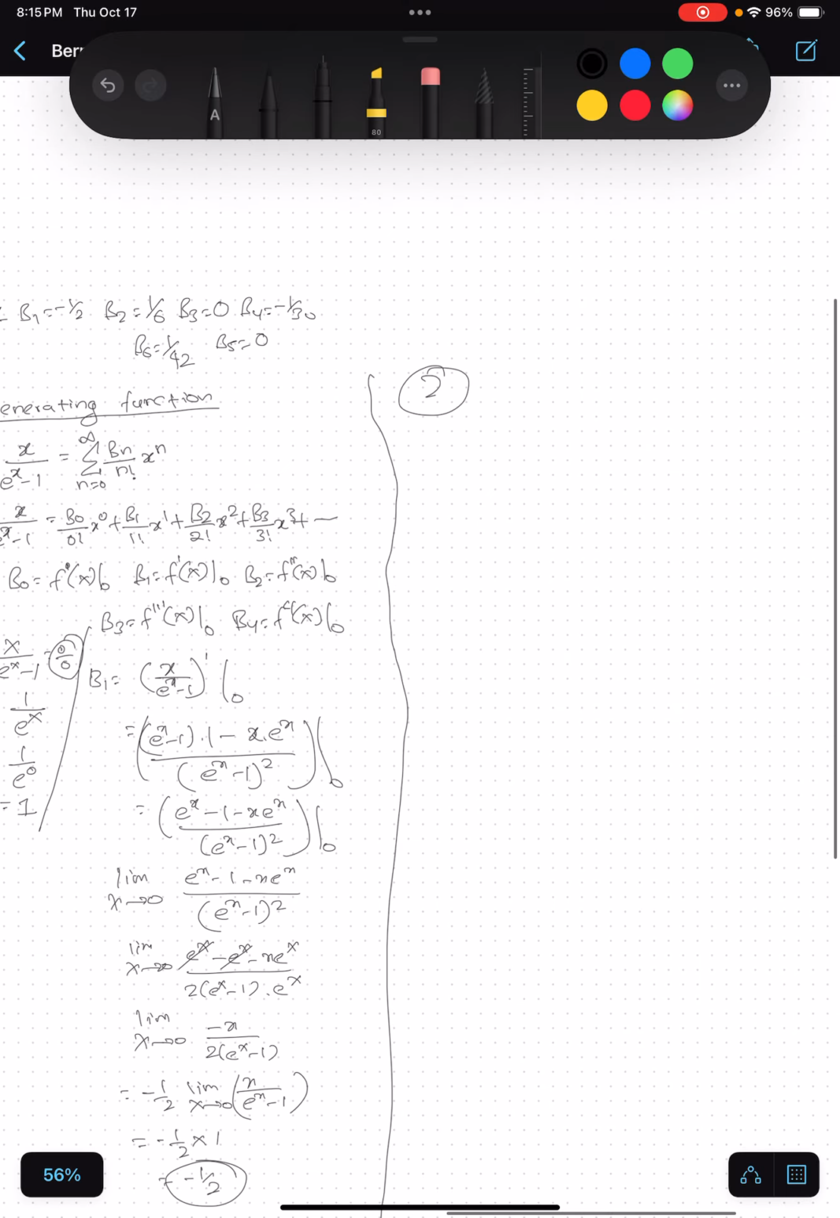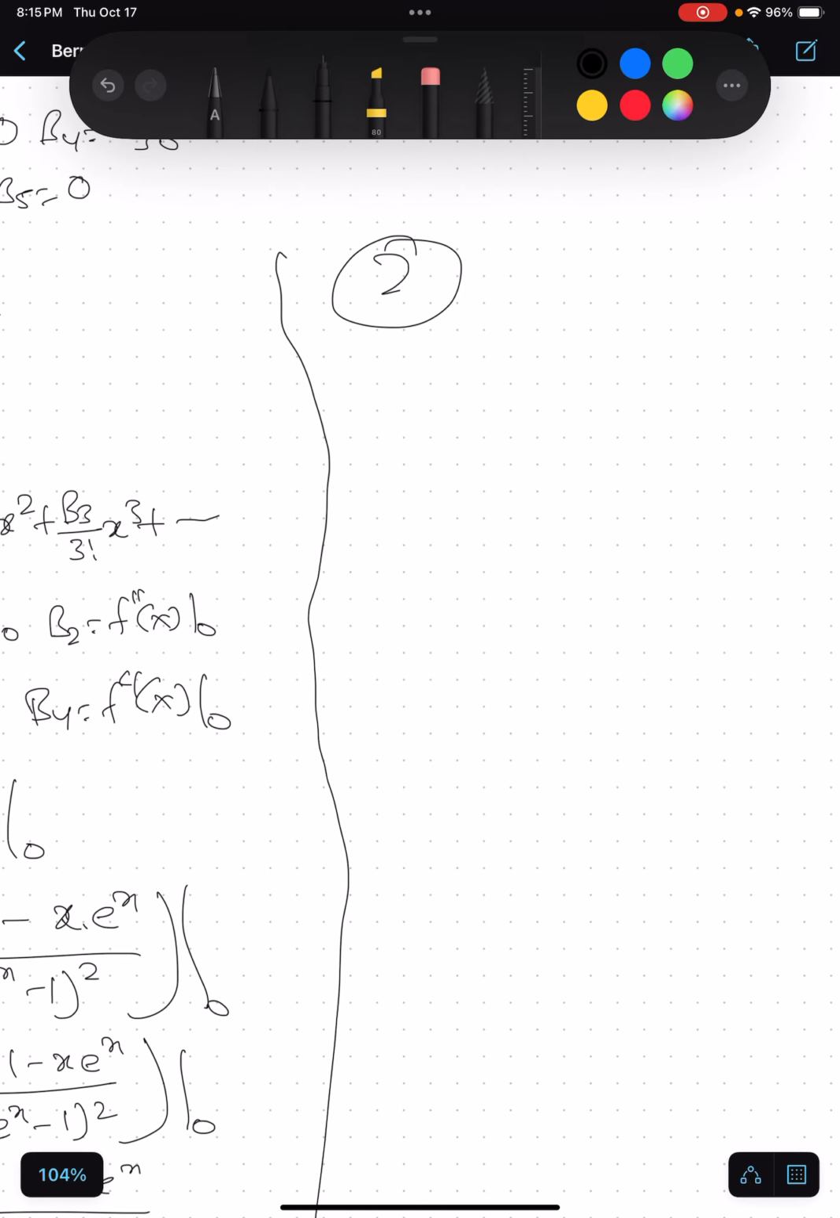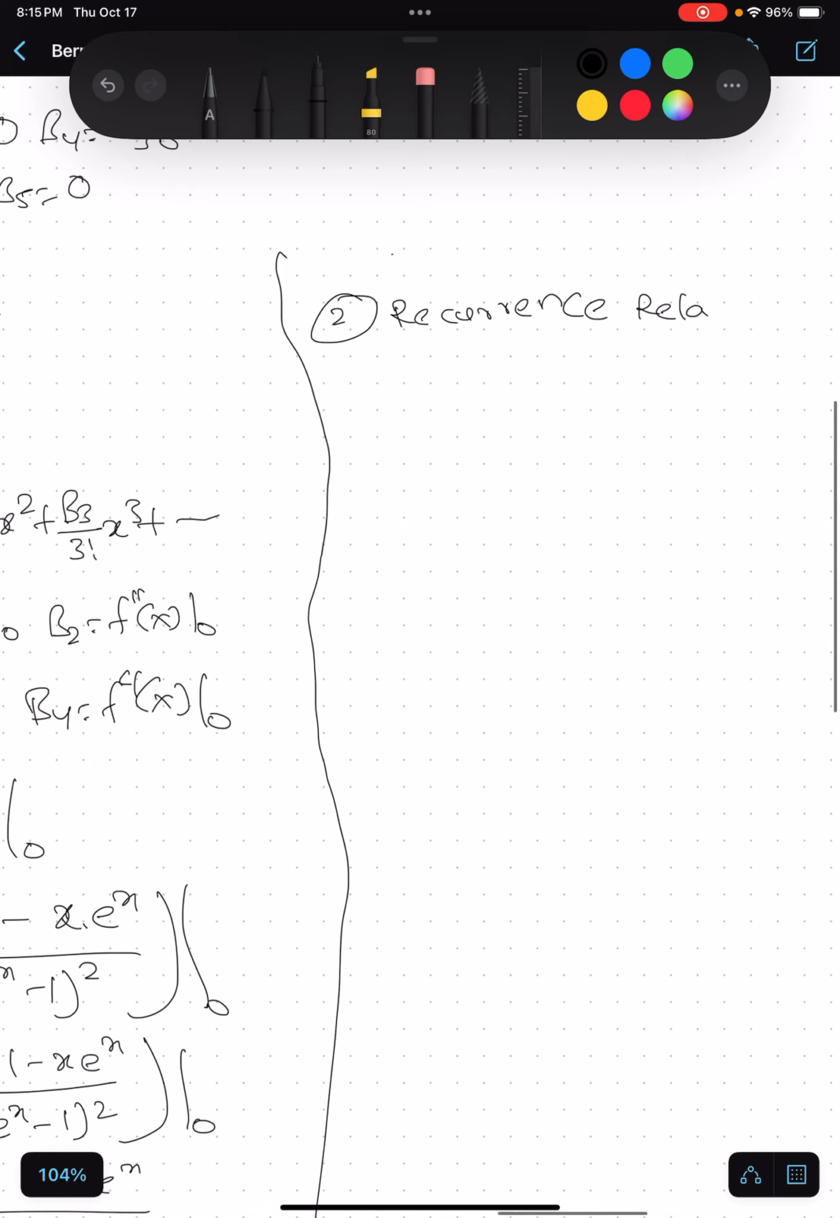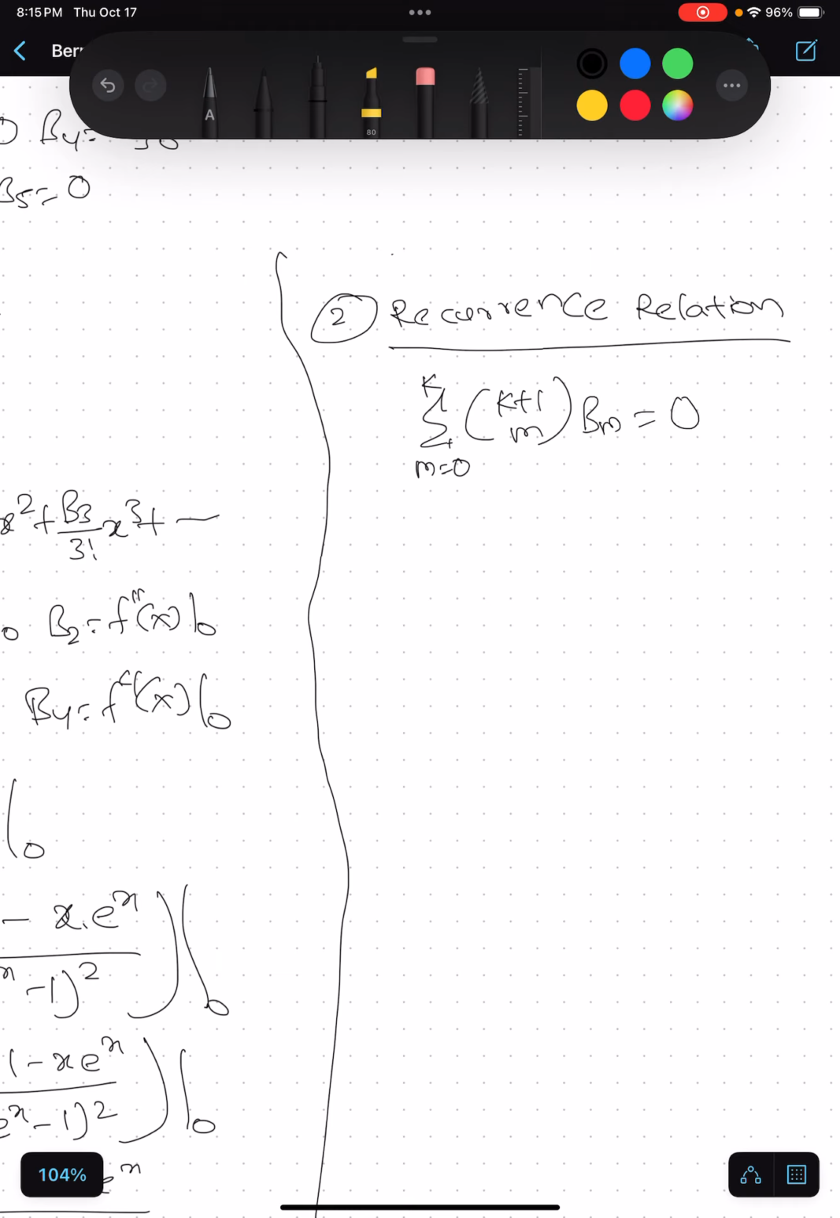Now the second method: finding the Bernoulli numbers using the recurrence relation. We can get this recurrence relation from the original formula itself. Let me show you how. The recurrence relation involving the Bernoulli numbers is the sum from m equals 0 to k, k plus 1 choose m, times Bernoulli of m, equals 0. This is the recurrence relation involving Bernoulli numbers, and I think you might have seen this expression earlier.